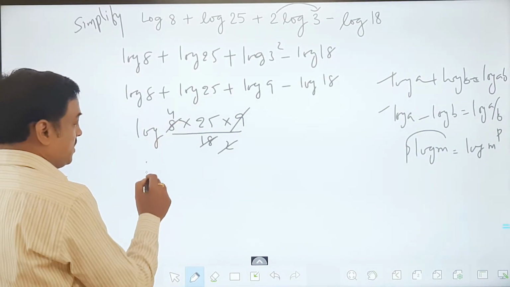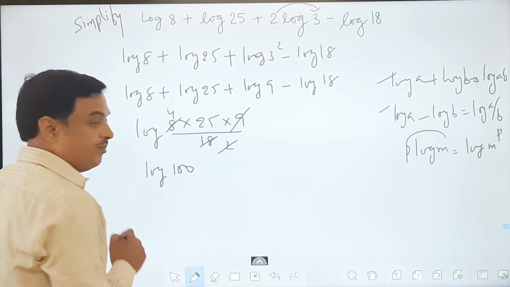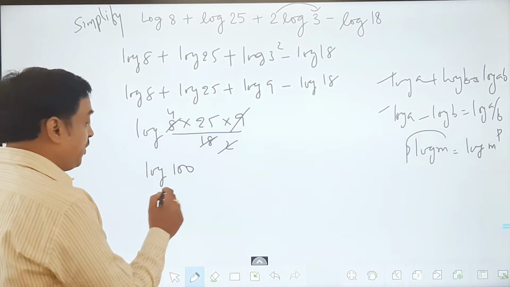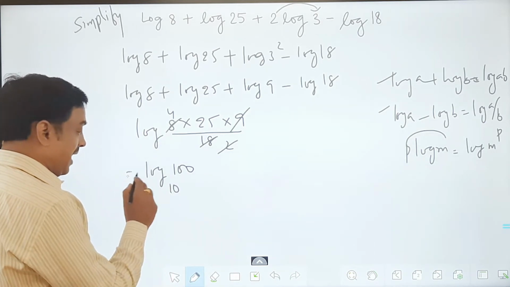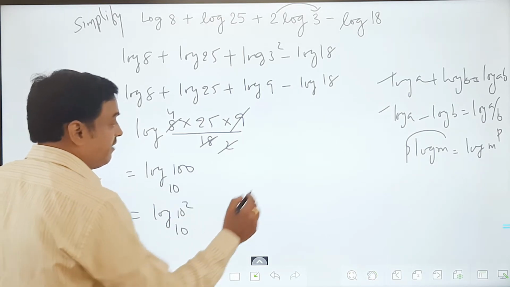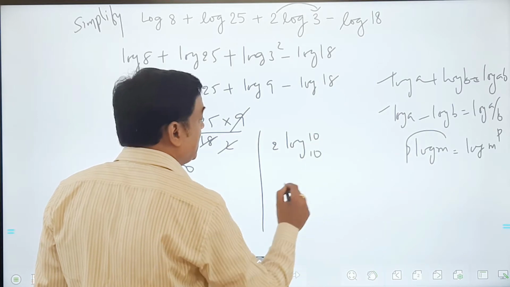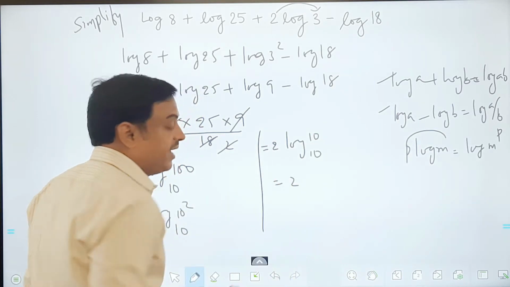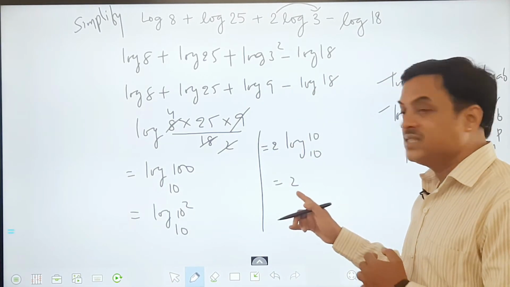4 times. So this is something like 4 into 25 is 100. And you all know it's by default a common logarithm. That means the base is 10, which can be further taken as log 10 squared base 10, and the final step is 2 log 10 base 10, which is nothing but 2. So overall the simplified answer for the given question is 2.